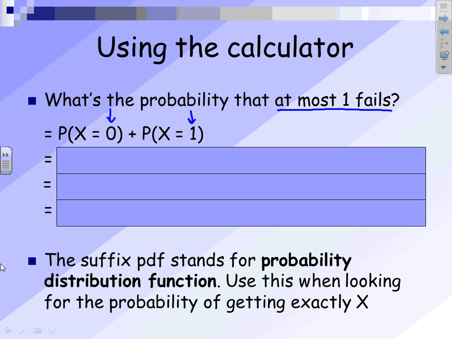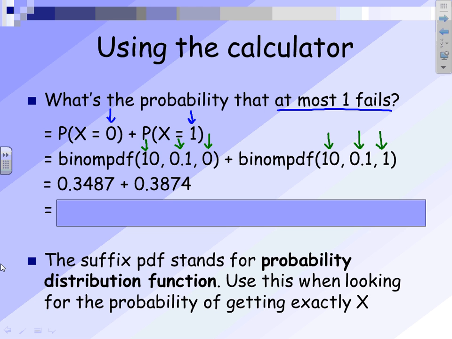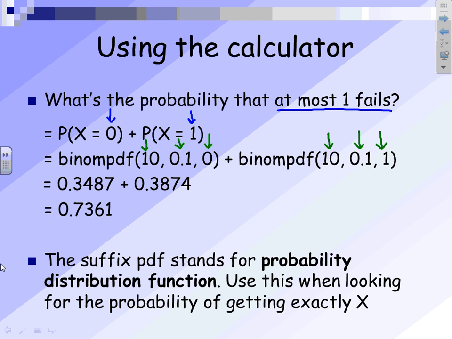So we go to our binom PDF. Okay, binom PDF is the function we're going to be using there. We have 10 switches that we are selecting. We have a probability of success of 0.1, and at first, we'll find the probability that none of them fail, and then we'll come in and find the probability that just one of them fail. We go ahead and hit enter on that, and we'll see it's 0.3487 for 0, and 0.374 for one of them failing, and we get an overall probability of 0.7361 of having 0 or 1 fail.